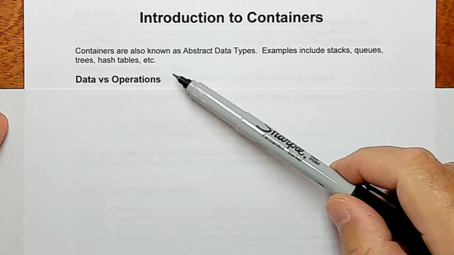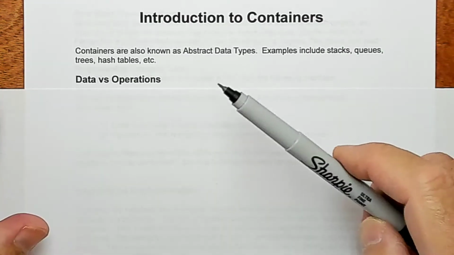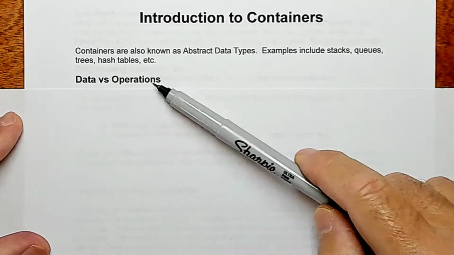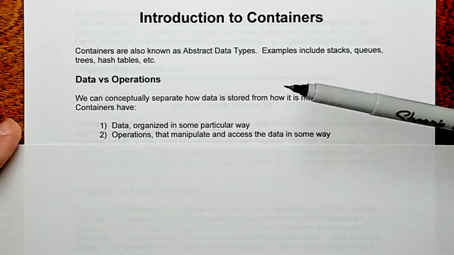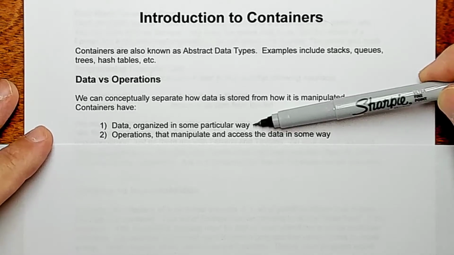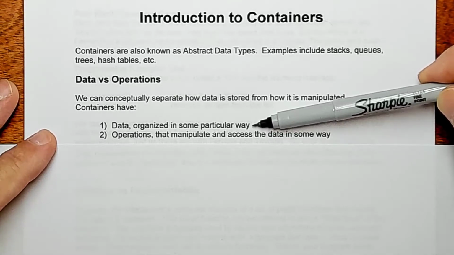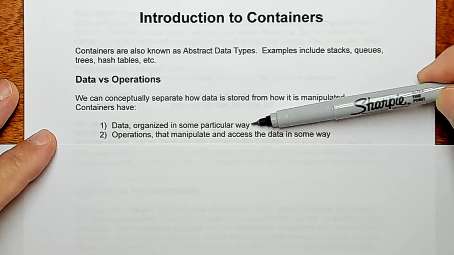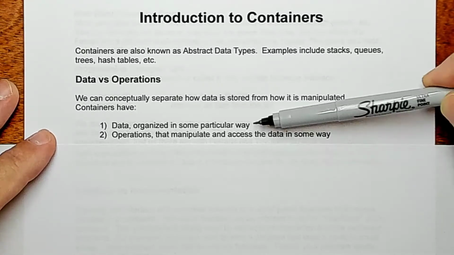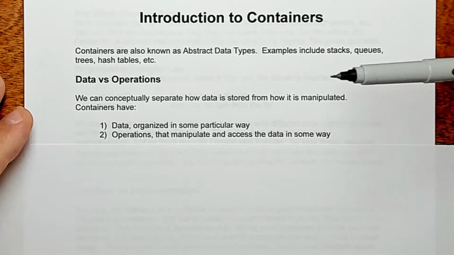Now, to understand this stuff, it's good to chop it up. And the first way that we can chop this material up is to separate data from operations. So in a container, like a stack or a queue, you have data organized in some particular way. And then you write code that manipulates that data. So we call that data and operations.